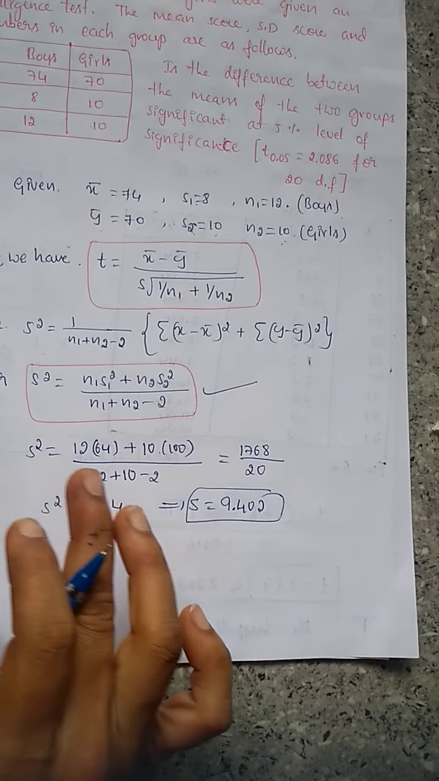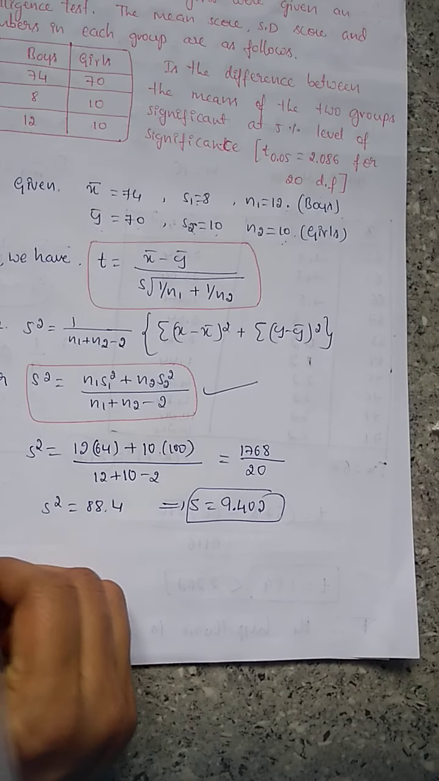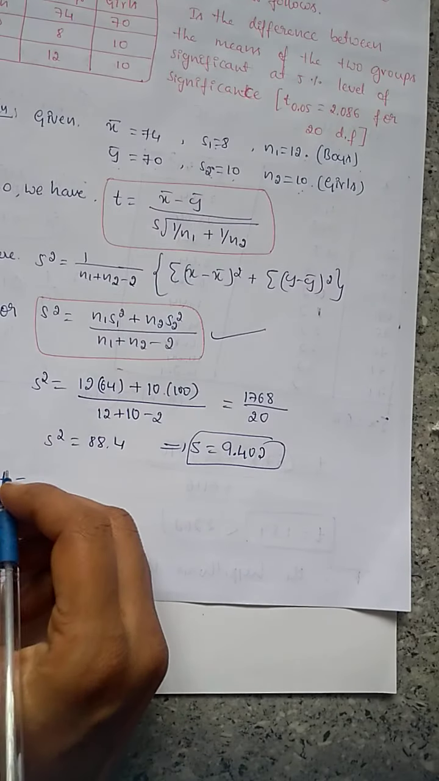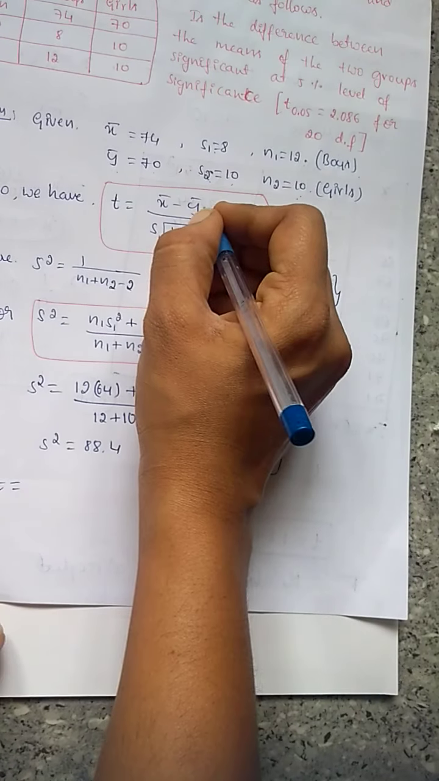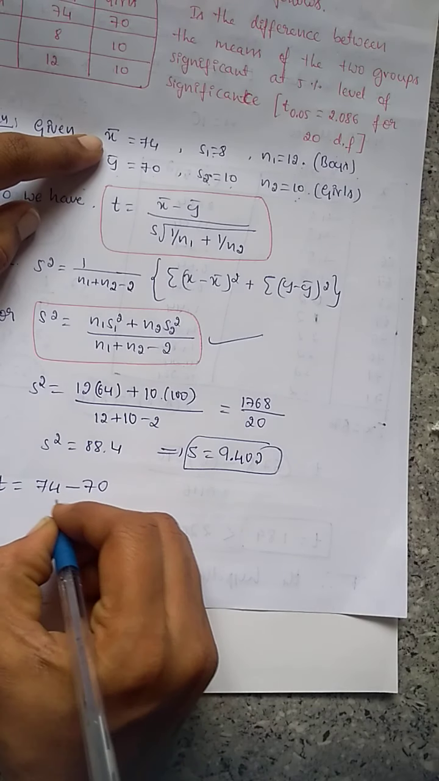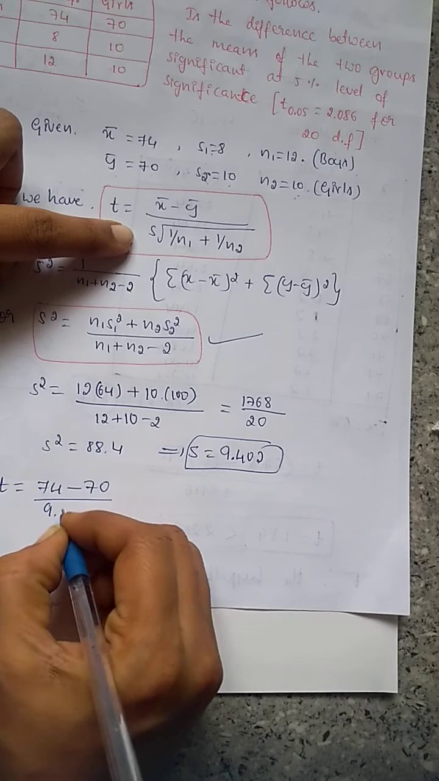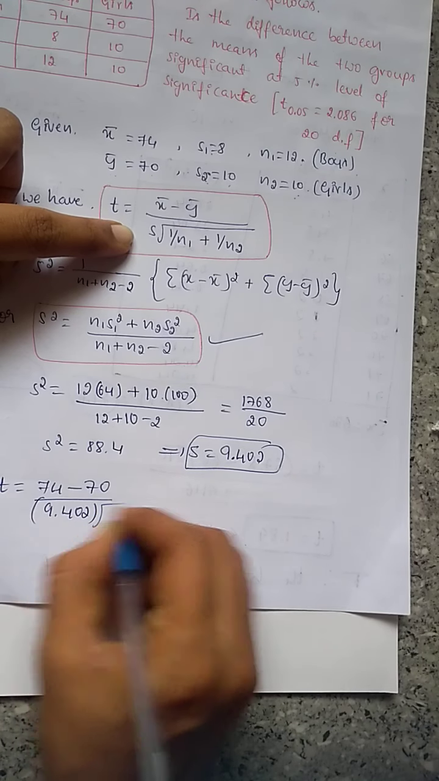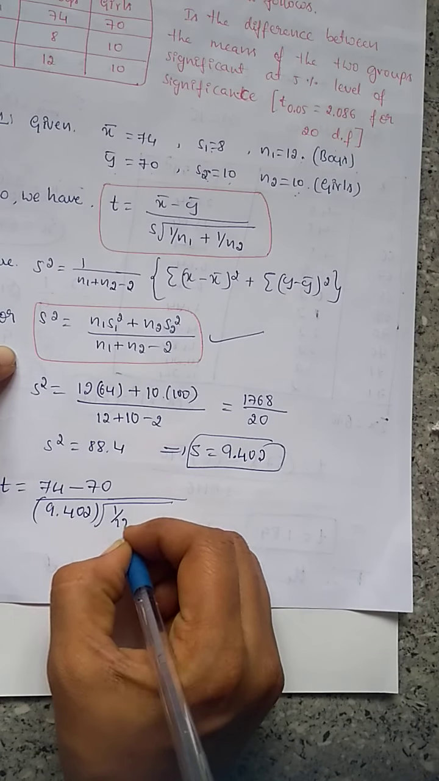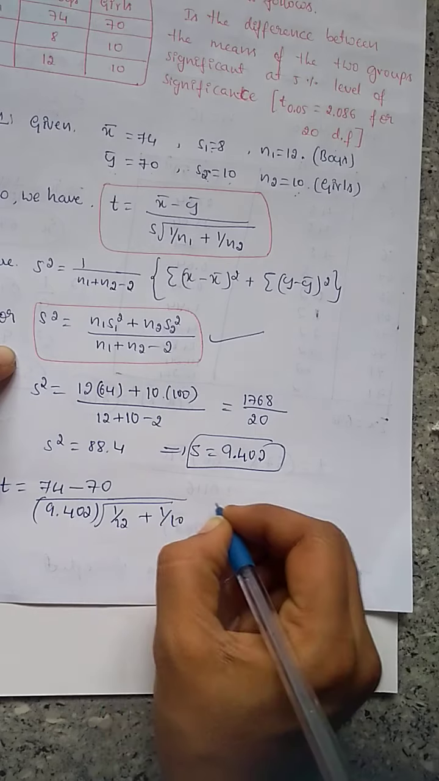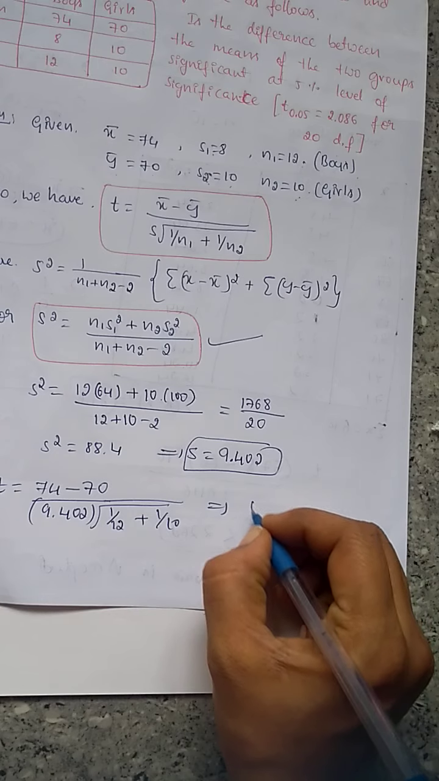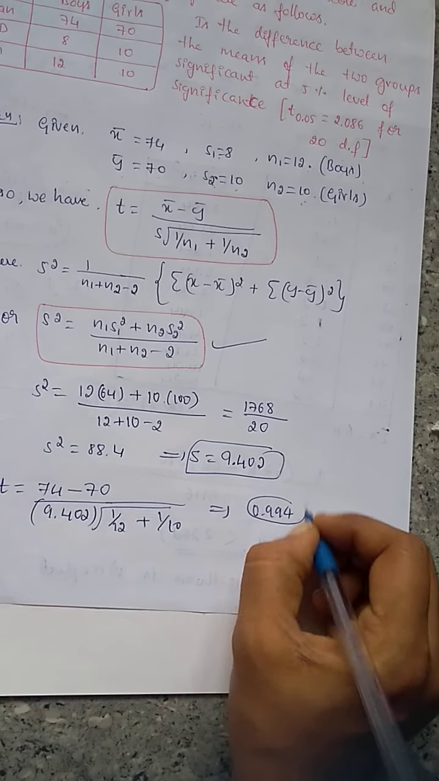Finally we got all the unknown values, and we substitute here for t. We get the student's t-test distribution statistic t value. t is equal to substituting x bar and y bar: x bar is 74 minus y bar is 70, and in the denominator we got 9.402 times the root of 1 by n1, n1 is 12, 1 by 12 plus n2, 1 by 10. Substitute and simplify, we get the final solution 0.994. This is the t value.